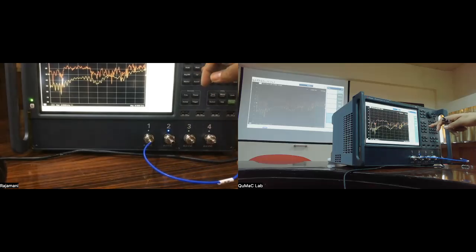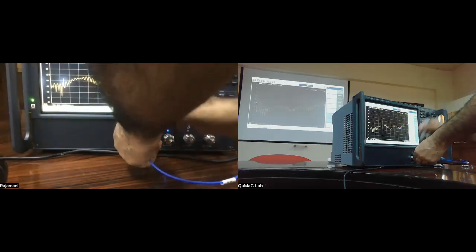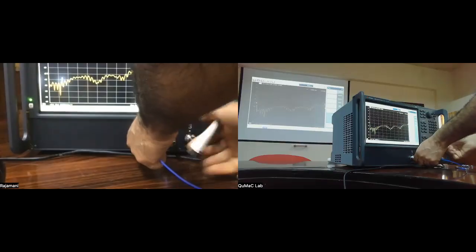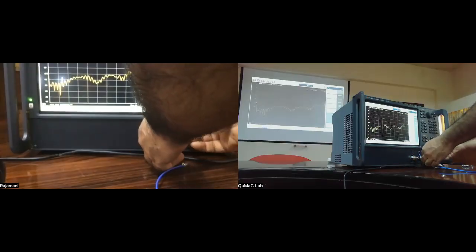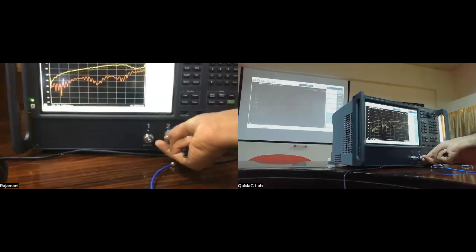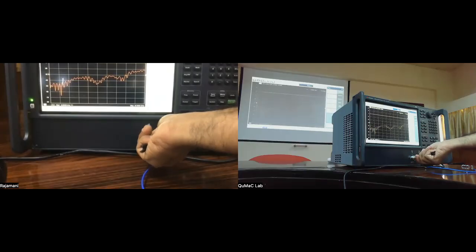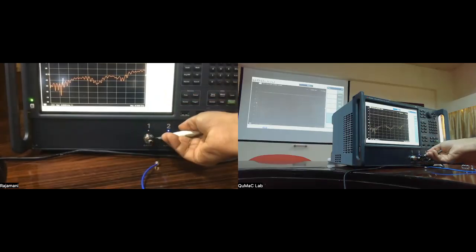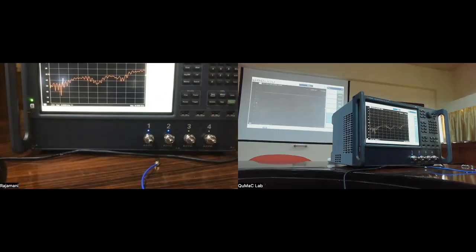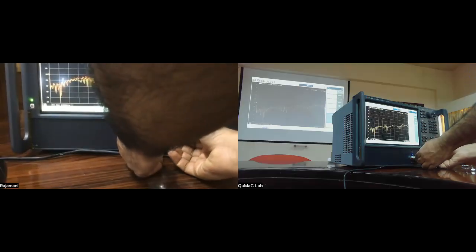Let's compare this. I'll put this to memory now. And I will change this to port 1. Okay, so even port 1 looks fine, right? So it's maybe something to do with this cable. We'll try another one, but I want to try one other thing.